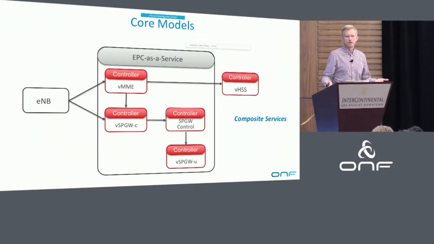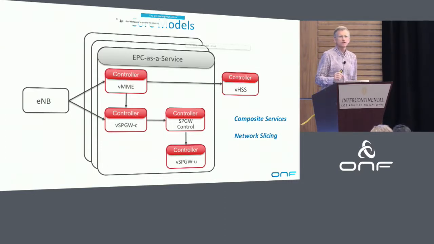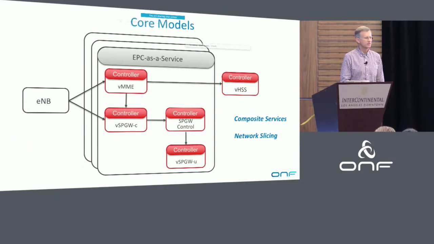It's purely logical. And now that I've got this purely logical thing, I can multiply instantiate it, and I can give different resources to different ones of these, and that's how we implement network slicing, or how we control network slicing. So I think I will stop there, see if there are any questions, and maybe get us back on schedule a little bit.